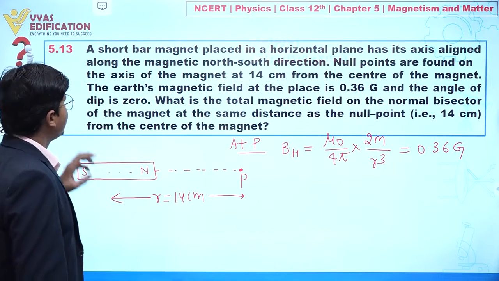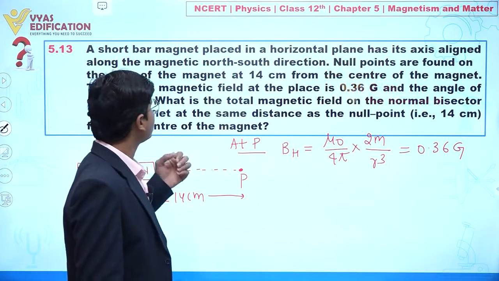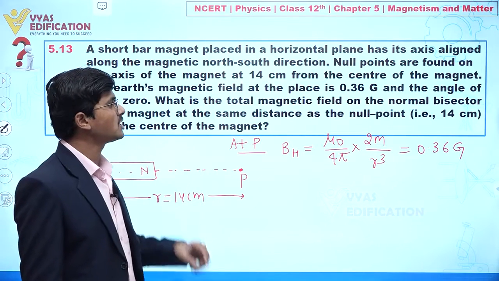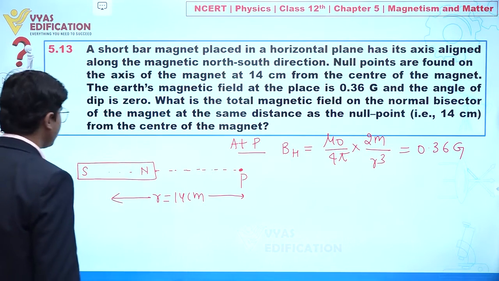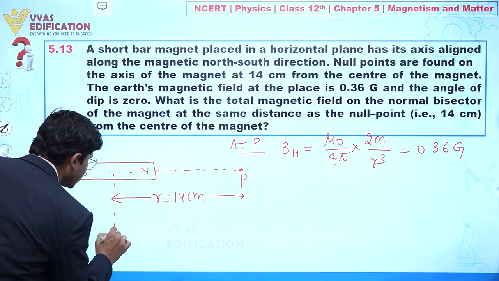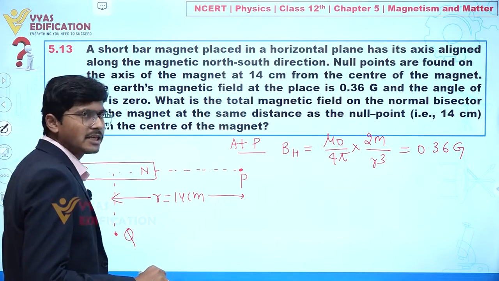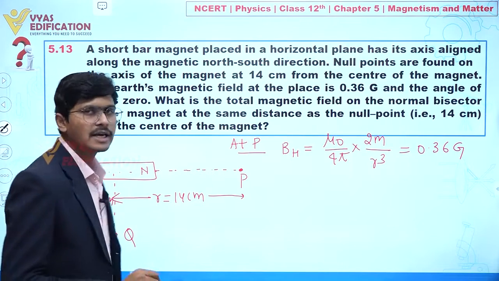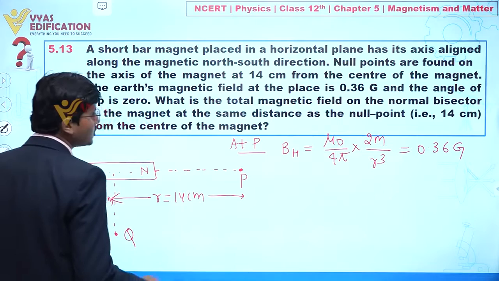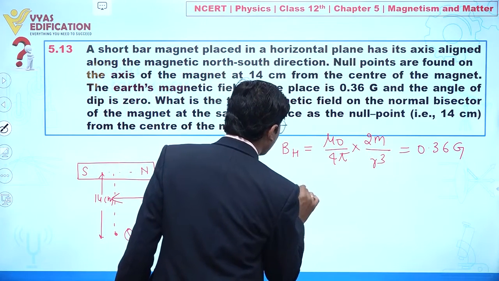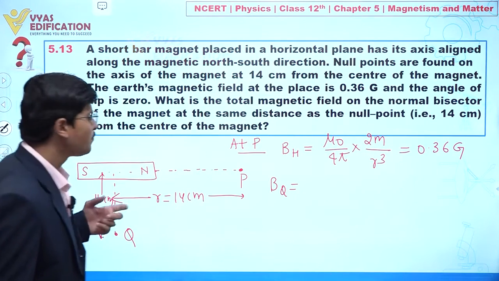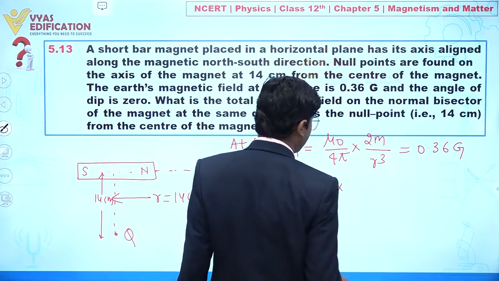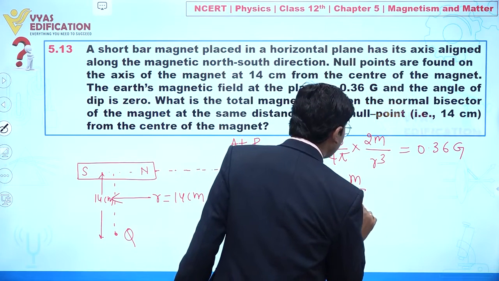Now it is also given the angle of dip is 0. Fine. What is the total magnetic field on the normal bisector of the magnet at the same distance as the null point? So let's suppose this is another position Q. And it is also at the same distance, that is 14 centimeter. So now we know, for the equatorial position, I can write BQ. We are getting the null point at the other position. So BQ is written like this: mu naught upon 4 pi multiplied by m upon r cube.